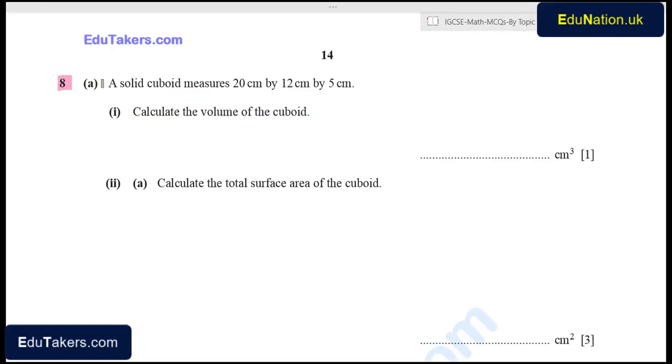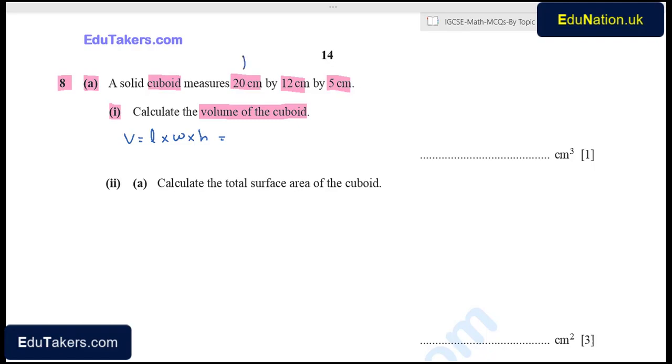Next is question number 8. Part A: a solid cuboid measures 20 cm by 12 cm by 5 cm. Its first part is calculate the volume of the cuboid. The volume of the cuboid is length times width times height.